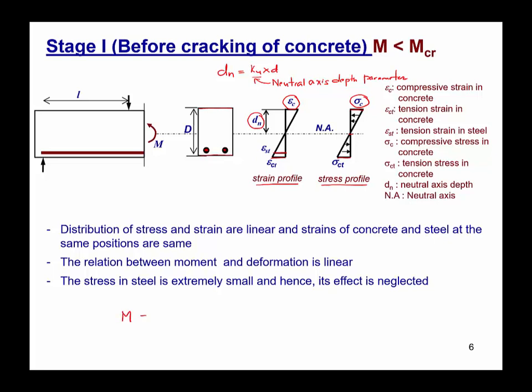So the bending moment M can be written as sigma CT, that is the tensile stress at the bottommost fiber, multiplied by the section modulus Z. For the rectangular section, the section modulus can be written as BD square by 6, where Z is equal to the moment of inertia of the beam divided by d by 2, and that's where we get BD square over 6.